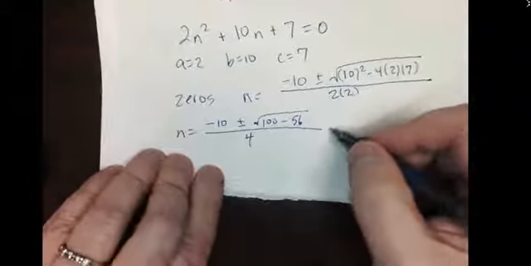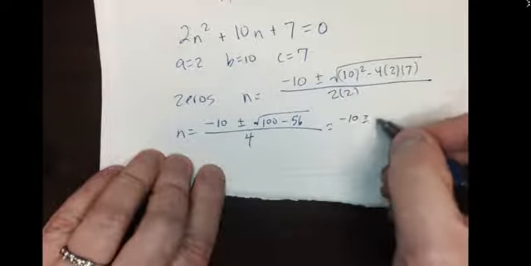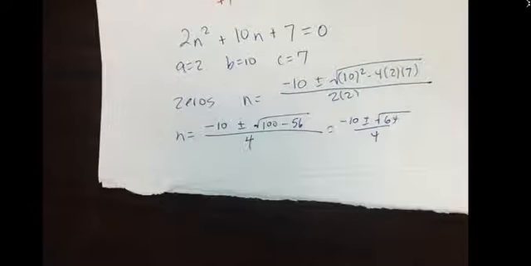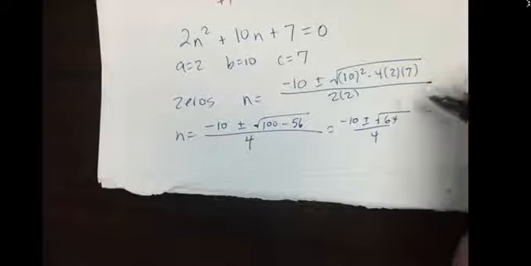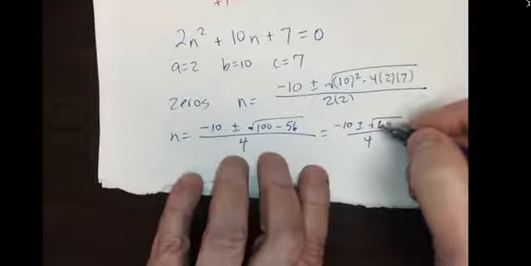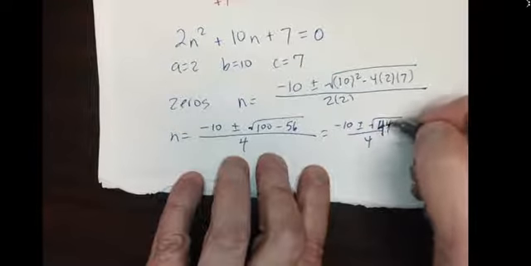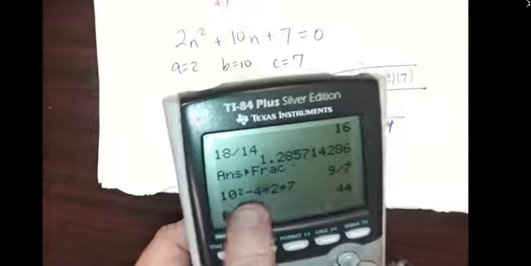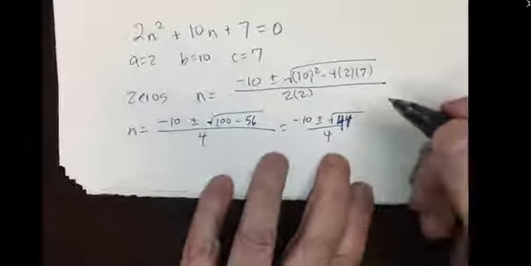100 minus 56 is 64. 64, I believe, is a perfect square. Oh, it's 44. Okay, not 64. Okay, got ahead of myself. Just checking the discriminant in there, double checked it. 44 is not a perfect square.